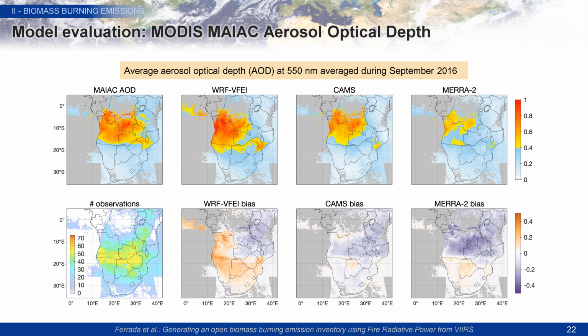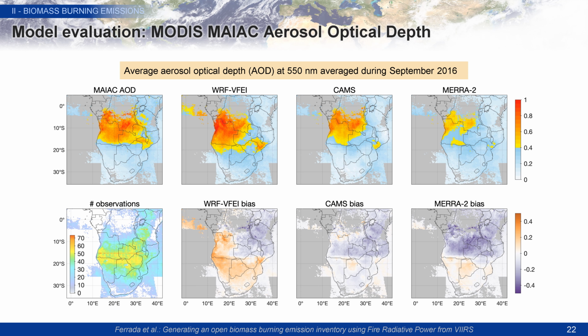These are our model results. The figure shows a comparison between MODIS MAIAC AOD versus our simulation that we named WRF VFA, and we also include CAMS reanalysis and MERRA-2 reanalysis for reference. In the top, we show the average AOD from each dataset during September 2016. And in the bottom left, there is a map showing the number of observations available that were weighted in this average. Then we show the biases from our model and reanalysis with respect to MODIS MAIAC.